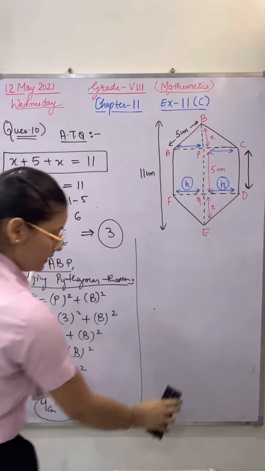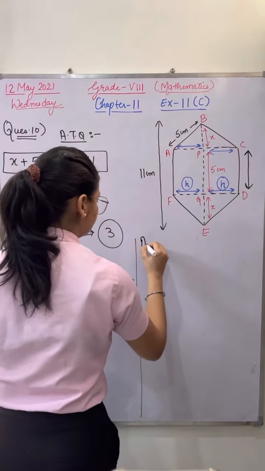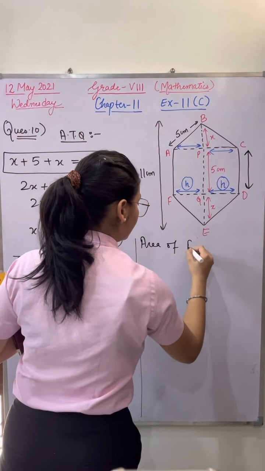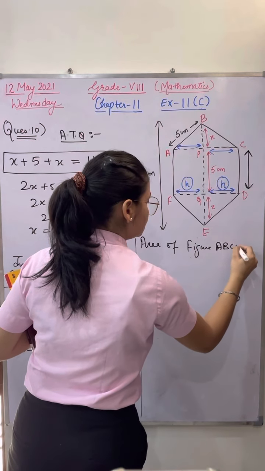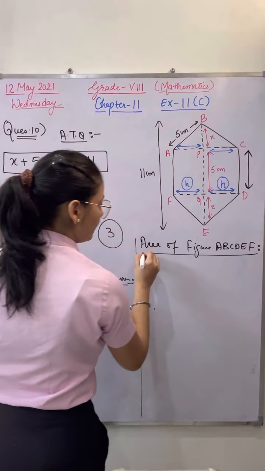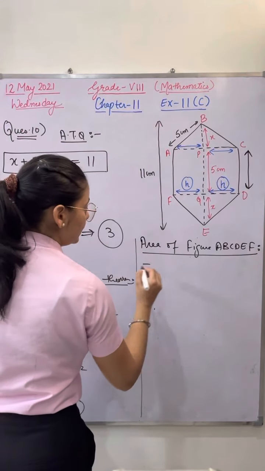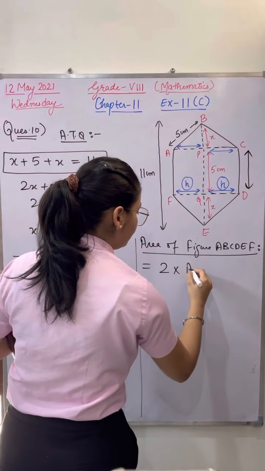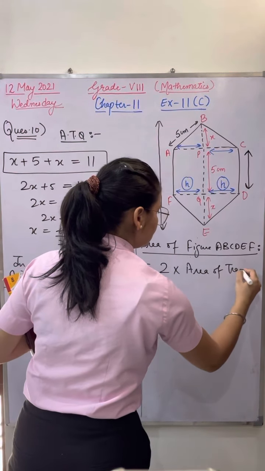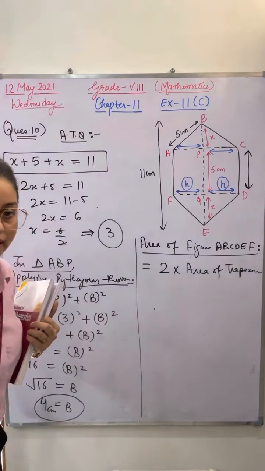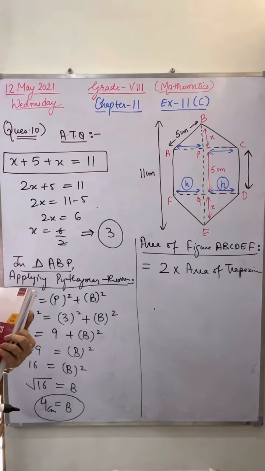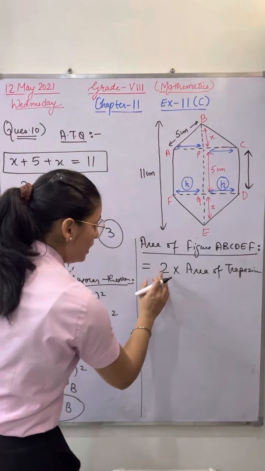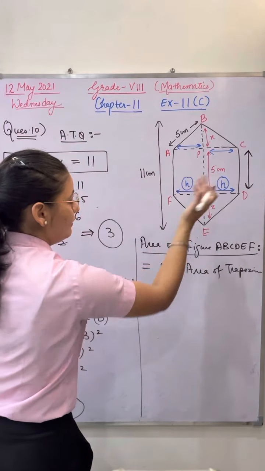Just wait, let me write here. Area of figure ABCDEF. Right? Area of this figure is equal to this trapezium and this trapezium. Can I write here 2 multiplied by area of trapezium? Because both trapezium are same. So can I write 2 multiplied by area of trapezium? Should I write here? Yes, everyone? Because why 2? Because both are absolutely same. Both are having same dimensions.